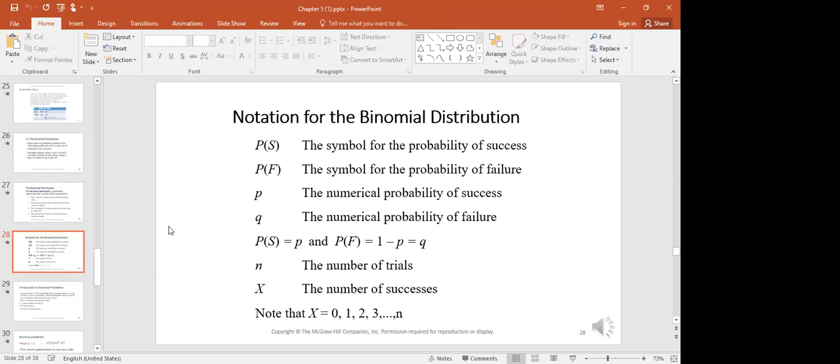The probability of success will be denoted by P. The probability of failure will be denoted by Q, which is 1 minus P. N is the number of trials, and X is the number of successes. The possible number of successes could be 0, 1, 2, 3, up to N, the number of trials you are going to make.